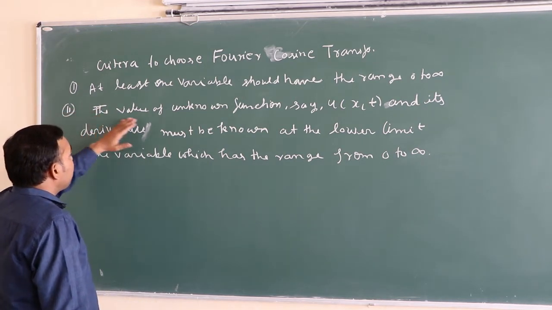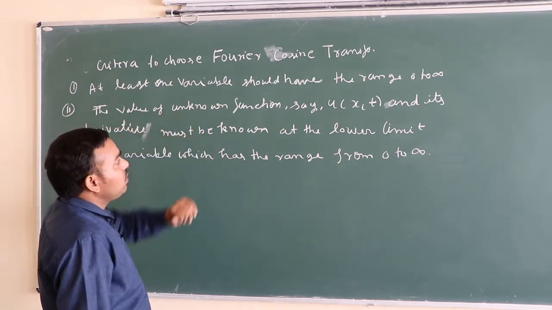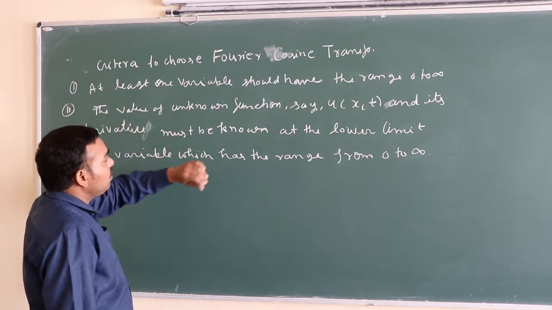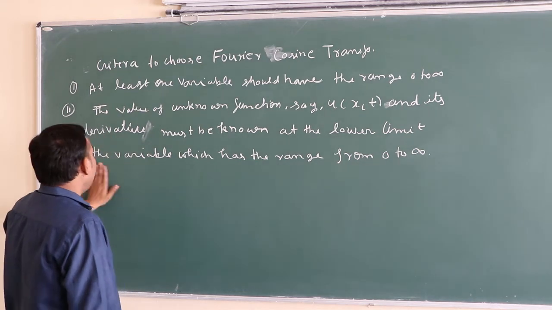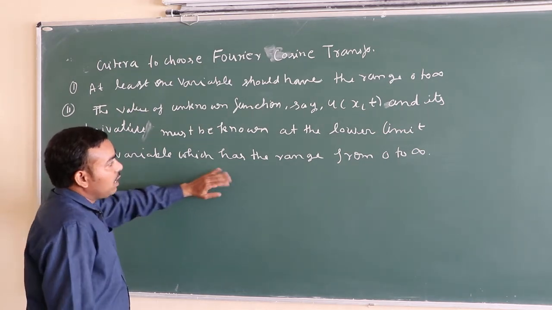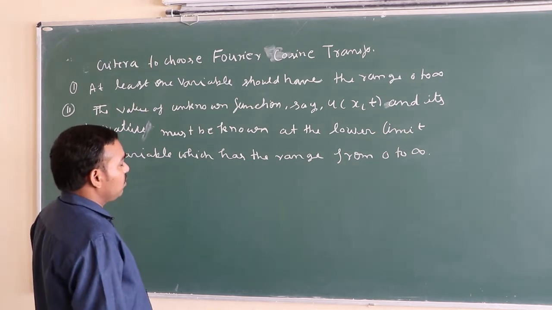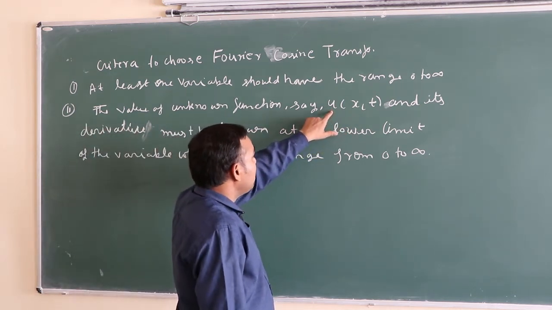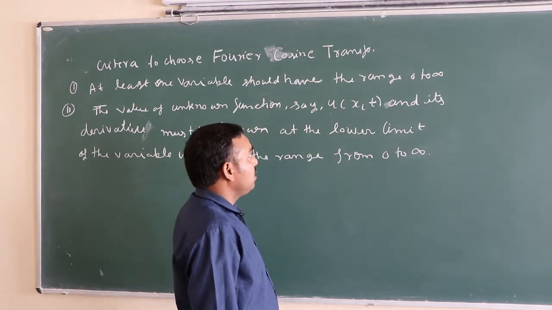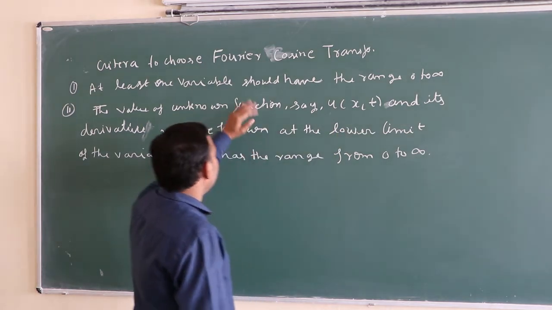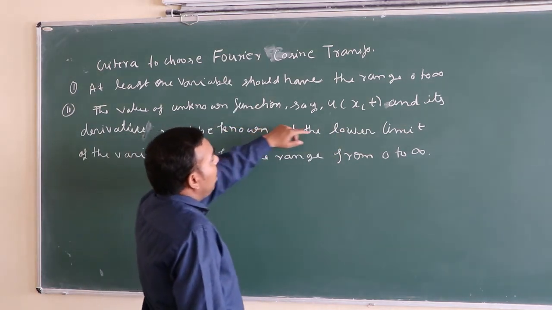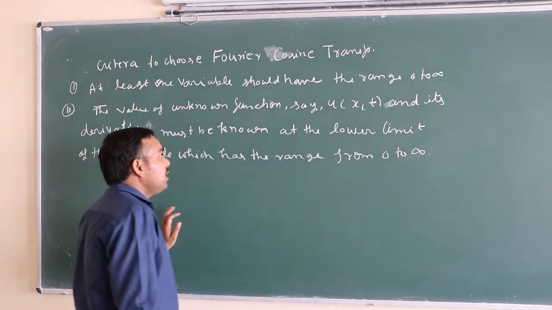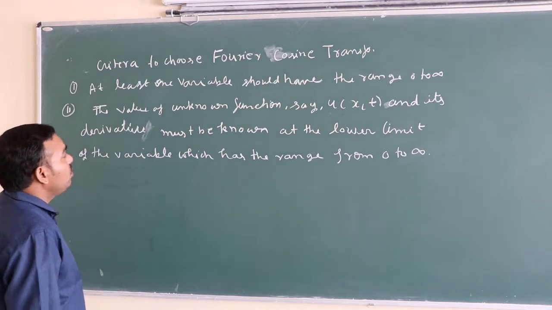Second property is that the value of the unknown function, say u(x,t), and its derivative must be known at the lower limit of the variable which has the range from 0 to infinity. Here u is the dependent variable, and x and t are independent variables. So the meaning of this is that either x ranges from 0 to infinity or t ranges from 0 to infinity.